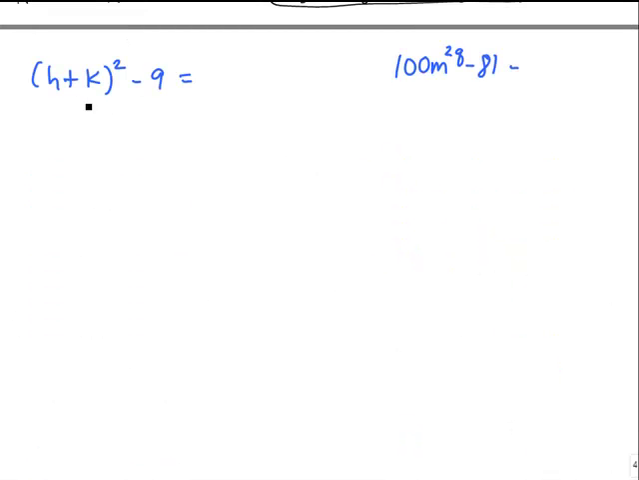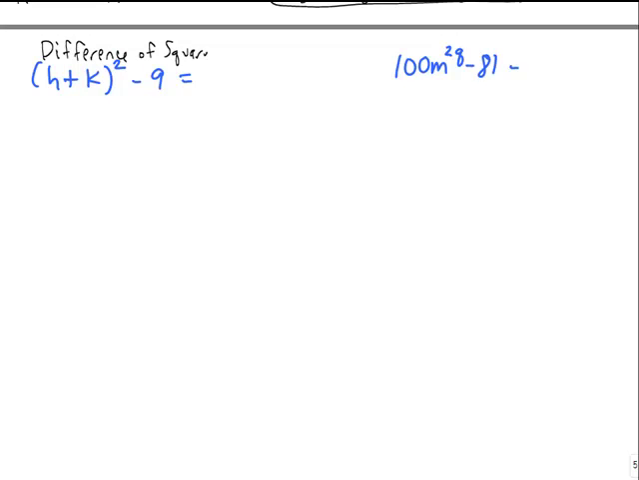Okay, on our next example, we have the quantity h plus k squared minus 9. And this first term, h plus k quantity squared, is obviously a square because of that little 2, and then we're subtracting 9, and 9 is a perfect square. So we have a square minus a square, so this is going to be a difference of squares pattern.